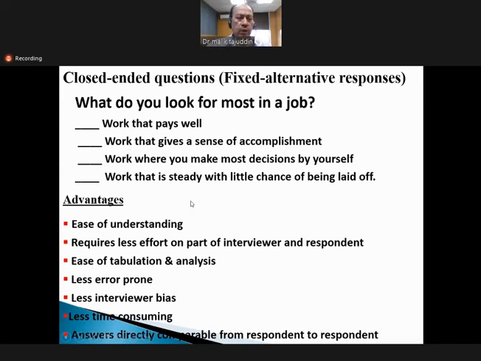Advantages of the closed-ended questions are too many, and this is the easiness of understanding, and it requires less effort on the part of the interviewer as well as on the part of the respondent. Easy tabulation and analysis, less error prone, less interviewer bias, and less time consuming. Answers are directly comparable from respondent to respondent.